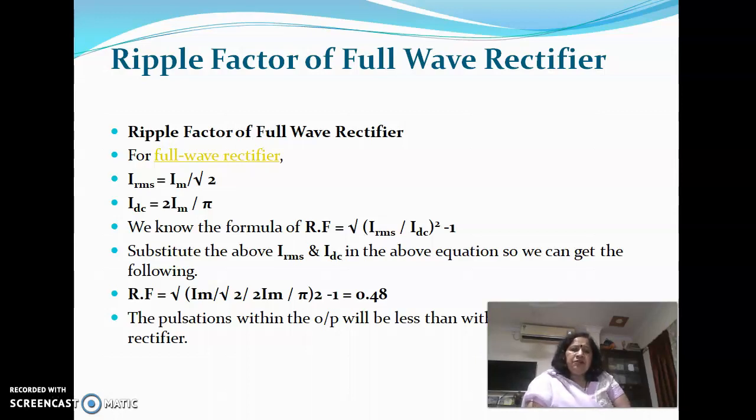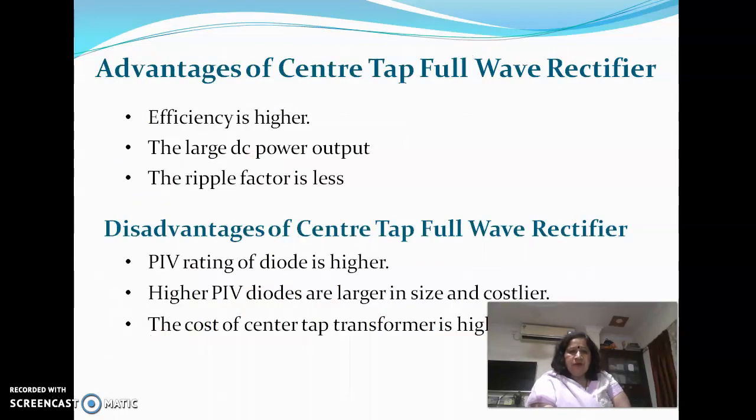So by substituting the values of IRMS and IDC in the formula for ripple factor, under root of (IRMS by IDC) whole squared minus 1, we can calculate the ripple factor as 0.48, which is much less than the half wave rectifier. So there are certain advantages as well as disadvantages for a center tap rectifier. Efficiency is very high compared to the half wave rectifier. Large DC power output is obtained.